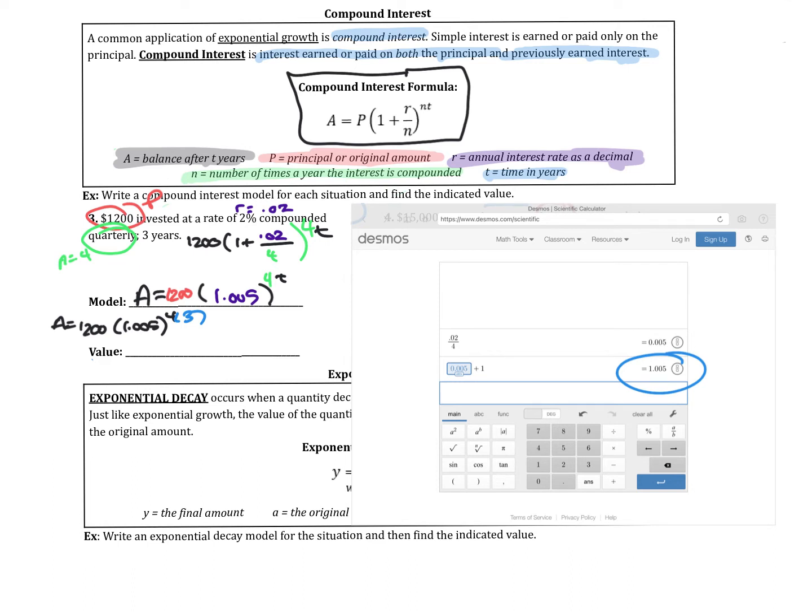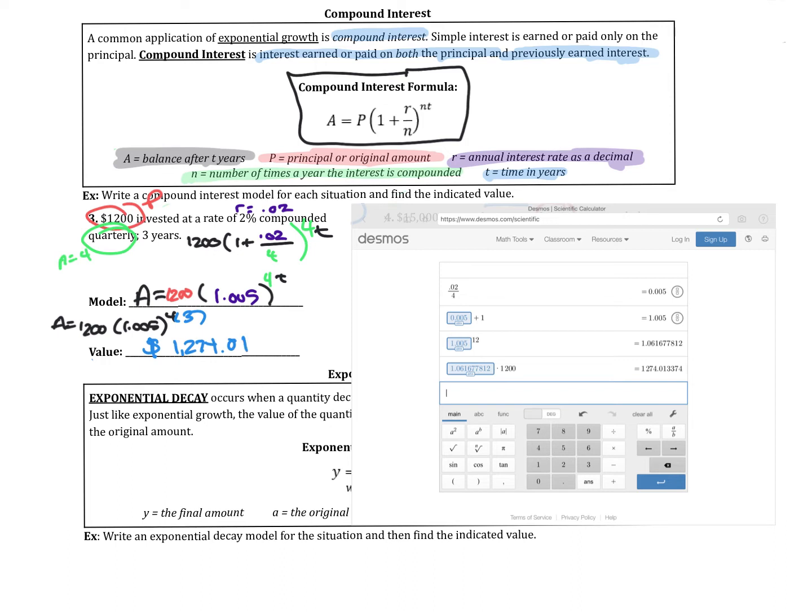So answer times 1,200. Now remember, if you're using a typical standard scientific calculator, you won't need to push that answer button as many times as I am. You should just be able to push the times, and it'll type in ANS for you. Okay, so that's giving me 1,274.013374. Where do we round? Well, we're talking about money here, so we're going to have 2 decimal places, $1,274.01.